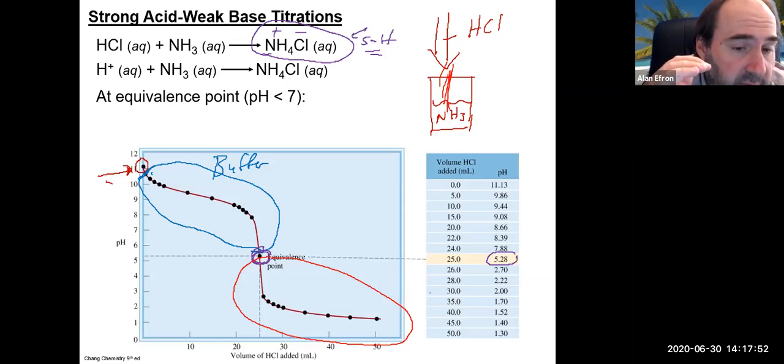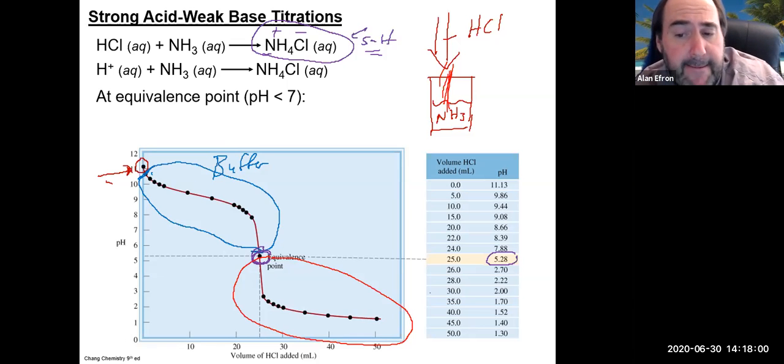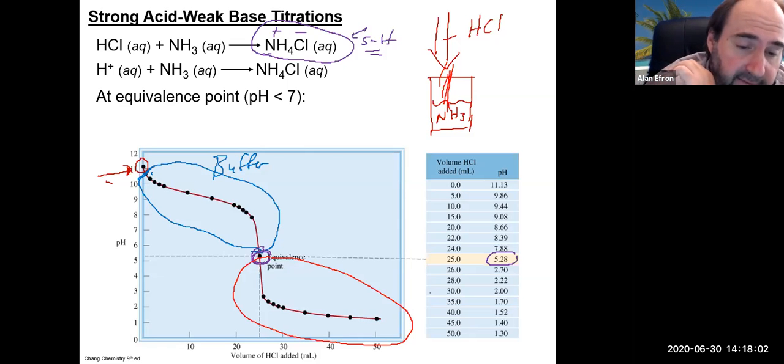The difference is we're starting with a base and ending acidic, as opposed to starting acidic and ending basic in the previous titration. But to start this one, again, the four parts, it's a Kb problem to begin with. So ice table, solve for X. That gets you the OH- concentration and the pOH and then the pH.